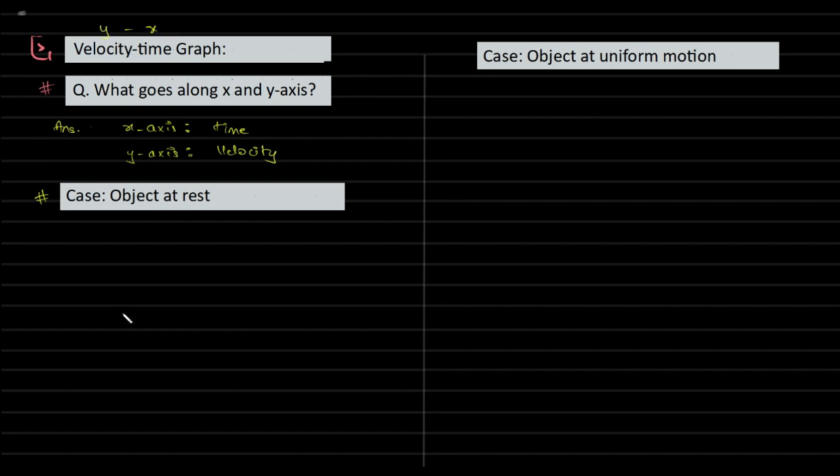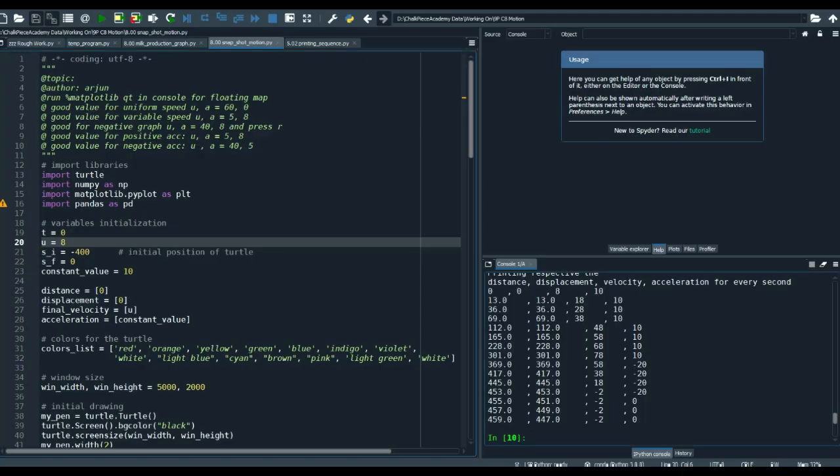So let's look into different cases. How does an object which is at rest look in a velocity time graph? That's the question. So say this is your velocity time graph. The velocity goes along the y-axis and time goes along the x-axis. So if an object is at rest, how will it look? Let me show it to you.